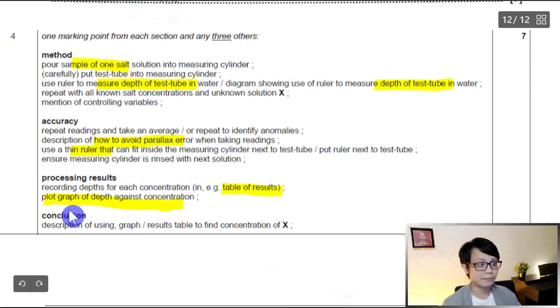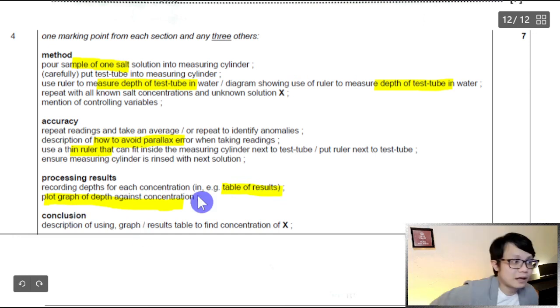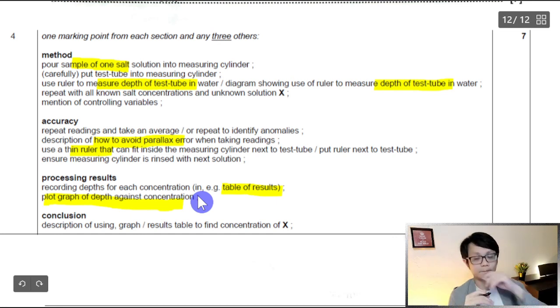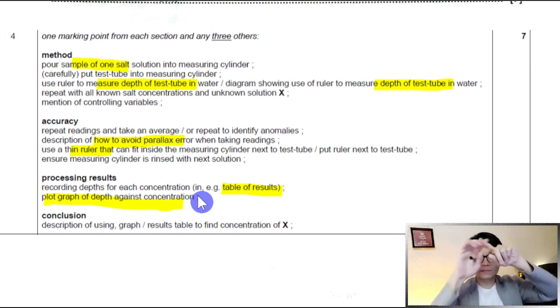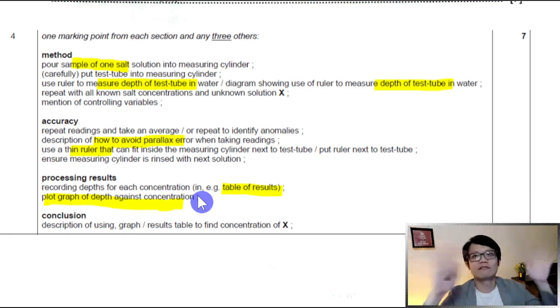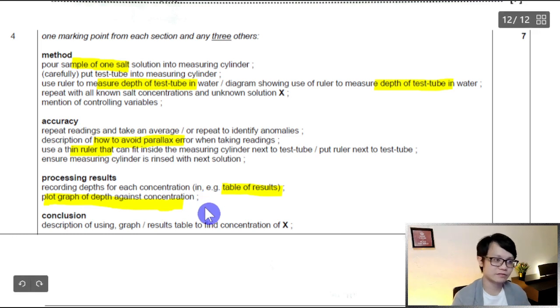Or if you want, you can draw out the table, but you don't need to write the values. Just draw the table and write X, Y, Z, or A, B, C, D, cm, initial temperature, whatever. Just drawing something also can. You will eventually get 1 mark because you drew something on your paper.